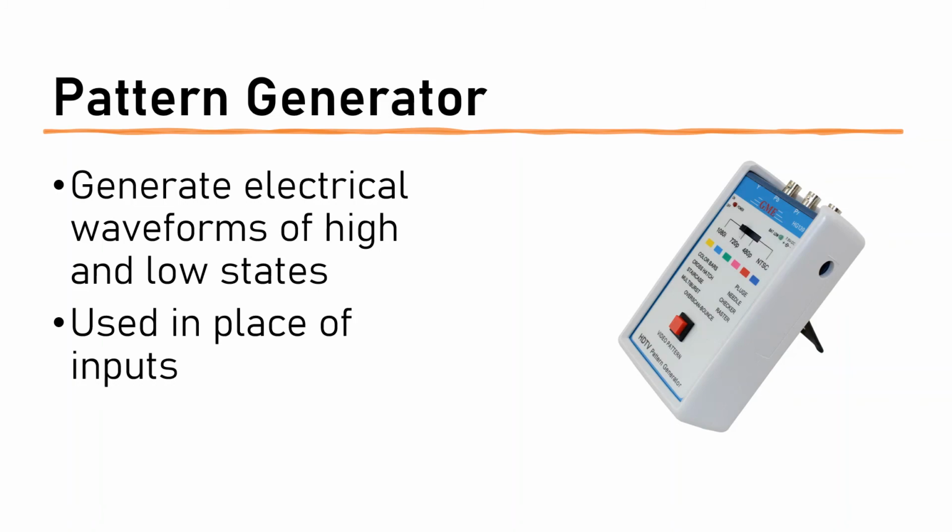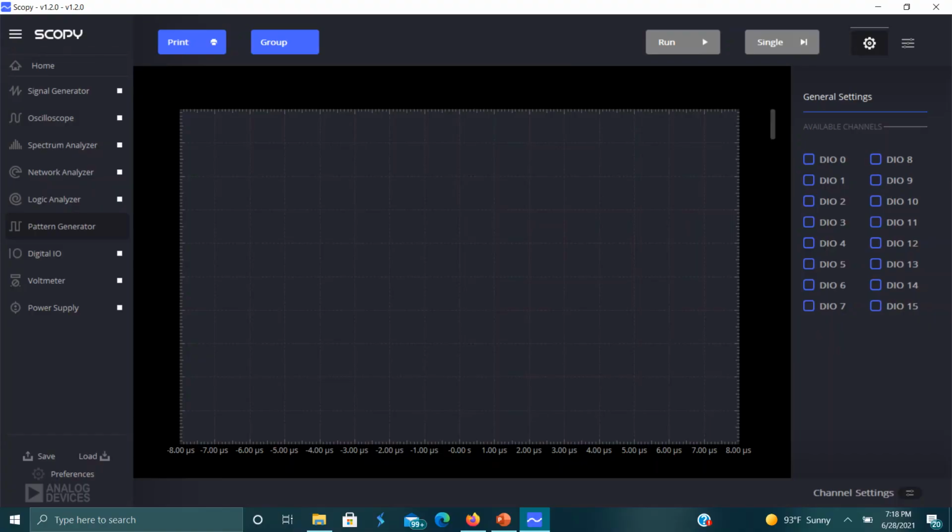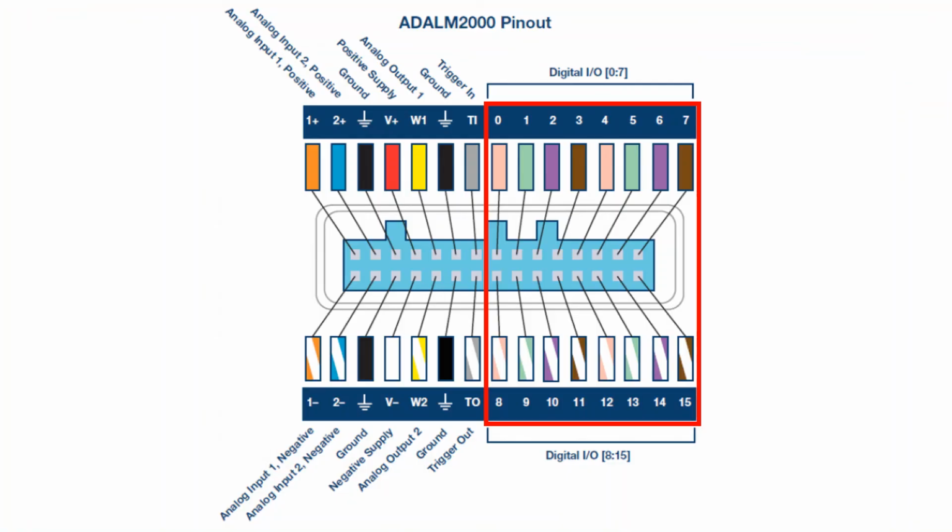On the M2K, we can see the plot area of the pattern generator with the horizontal timescale, as well as the available channels to the right. To enable or disable these channels, simply click to turn them on or off. On the pinout of the M2K, the 16 digital input or output pins are used to implement the pattern generator.